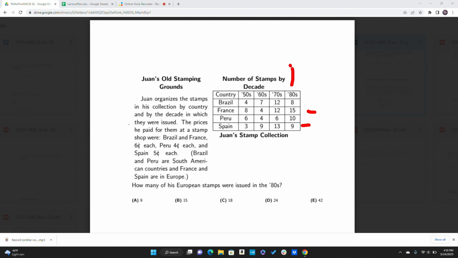So that would be this column of our graph. So we see in the 80s, his collection of French stamps is 15. He has 15 French stamps from the 80s and 9 Spanish stamps from the 80s. That would be this column showing that and this one. So 15 plus 9, that is 24 stamps that he has that were issued in the 80s from Europe.